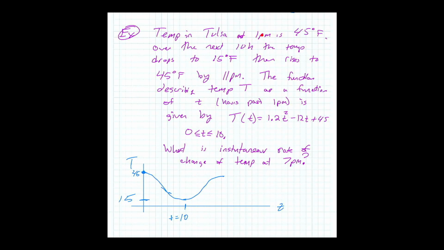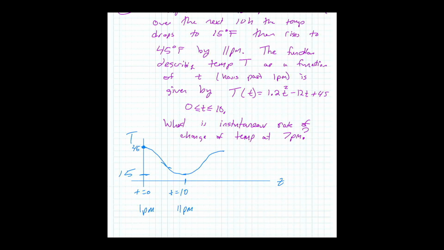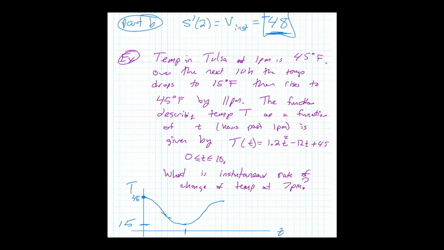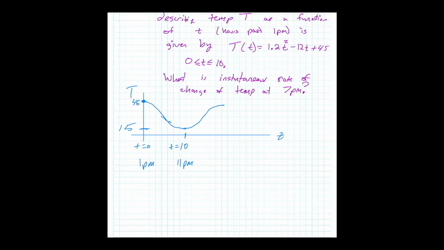So, 1 p.m. is when it starts. 10 hours later is t equals 10. That's actually 1 p.m. plus 10 hours. So that's 11 p.m. So this is 11 p.m. right here. And then the low is at... And then it rises to 45 degrees by 11 p.m., which is going to be 12 hours past that, right? Because if this is t equals zero, which is 1 p.m., then 10 hours later is 11 p.m. Wait, that doesn't even make sense. Okay. Sorry, my bad. I wrote this wrong.